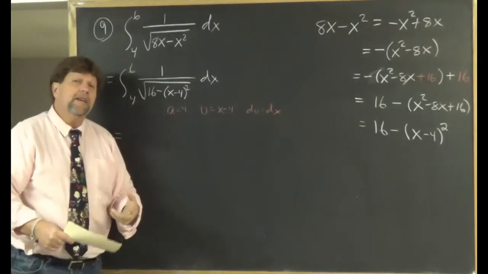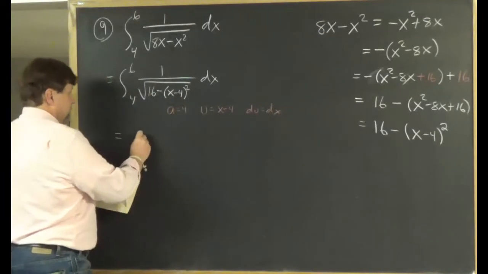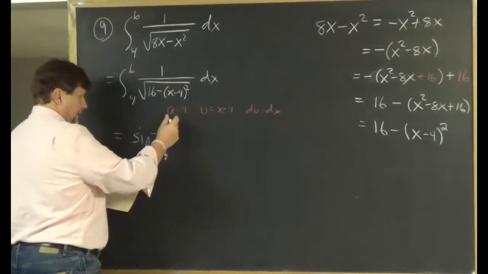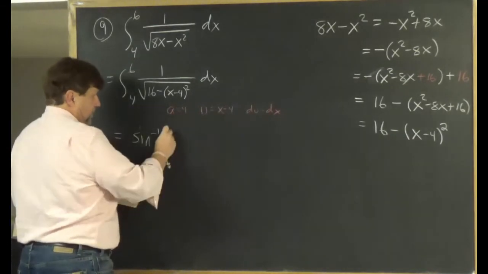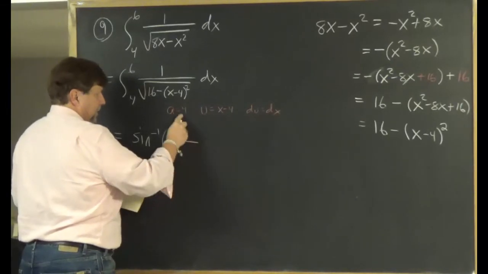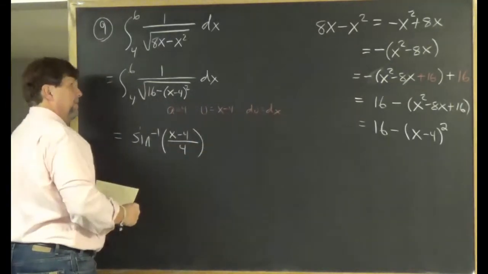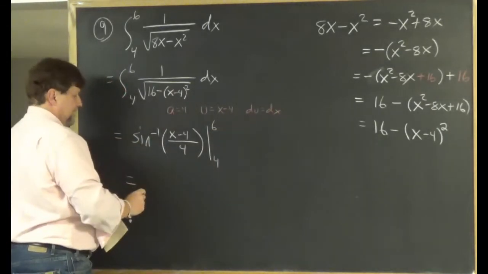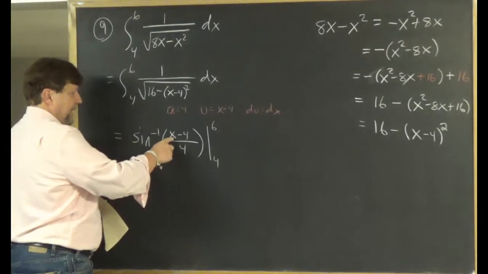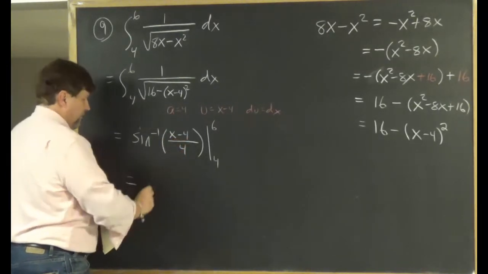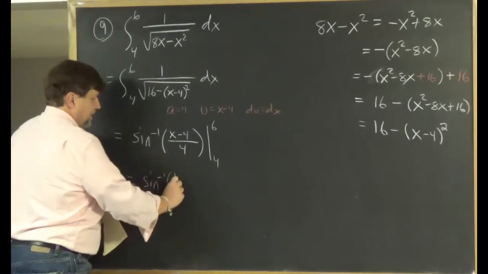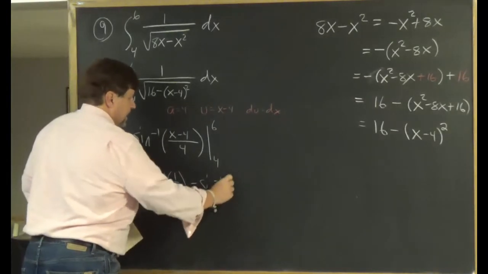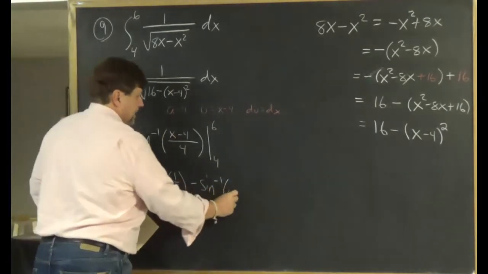So the antiderivative is inverse sine. This antiderivative is simply inverse sine of u over a. So that's, well, u is x minus 4 over a, which is 4. And now I need to evaluate that from 4 to 6. So let's see, 6 comes in for the x, 6 minus 4 is 2, 2/4 is 1/2. So it's inverse sine of 1/2 minus inverse sine of, when 4 comes in, oh, well, we get 0.